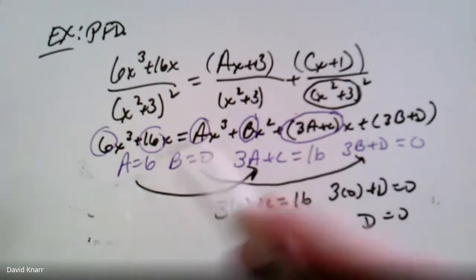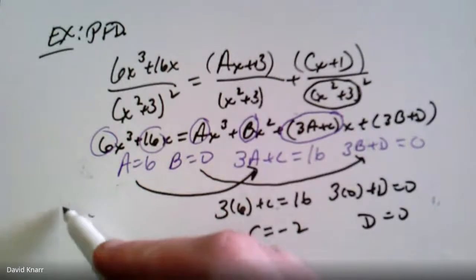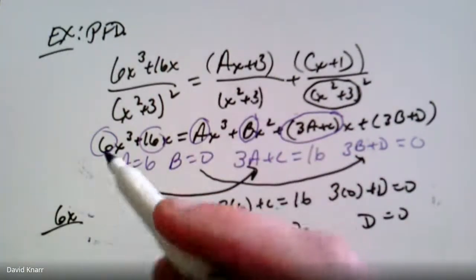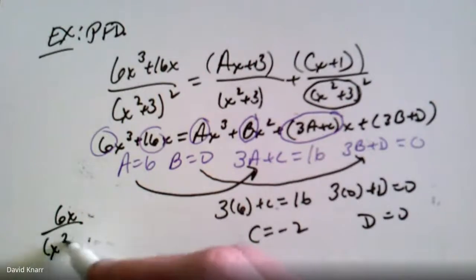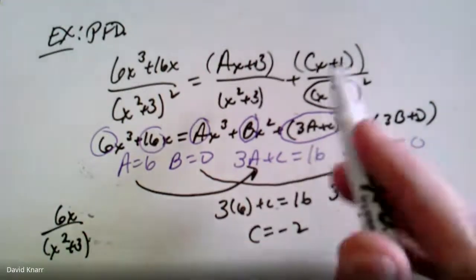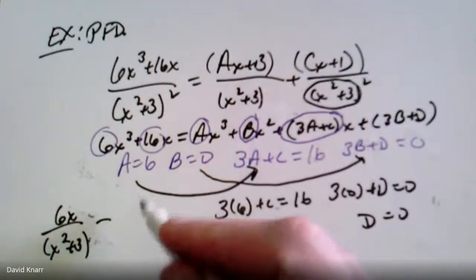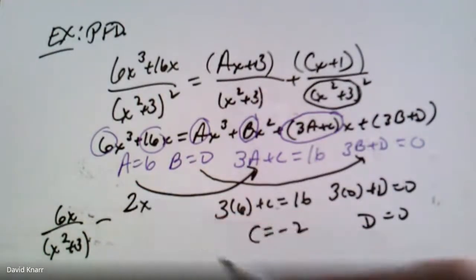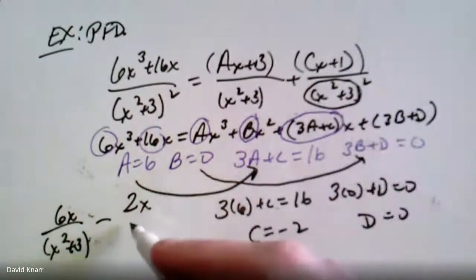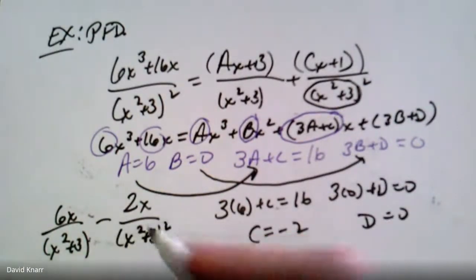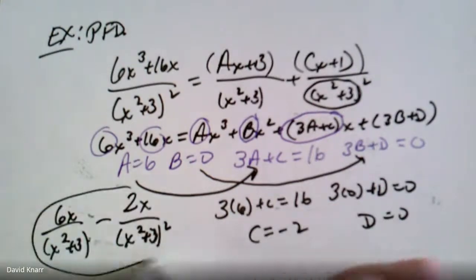So let's write it over here. A is 6, so we have 6x. B is 0, so I don't need that, over the x squared plus 3. C is negative 2, so I can actually write minus 2x. D is 0, over x squared plus 3 squared. And I'm all done. Here's my answer.